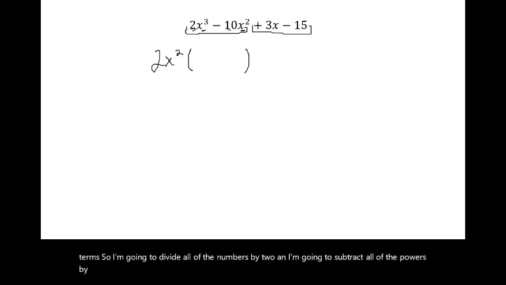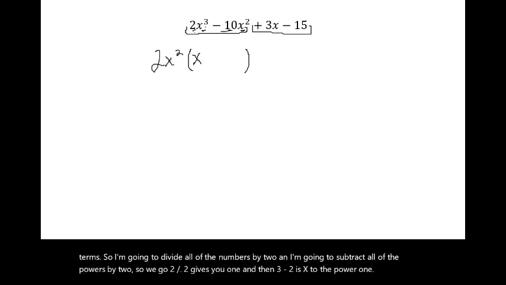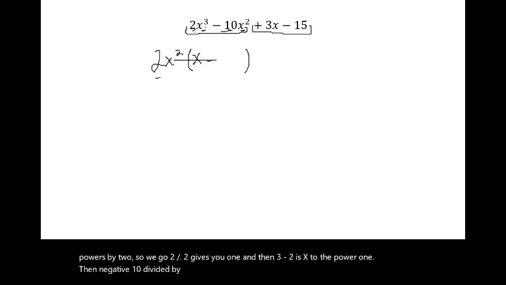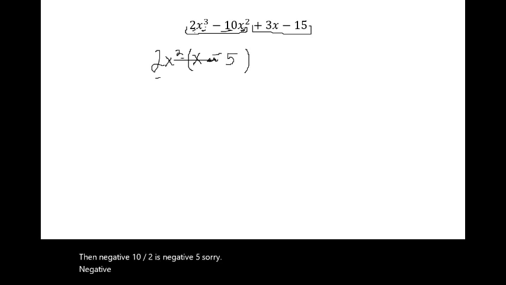So here we go. 2 divided by 2 gives you 1, and then 3 minus 2 is x to the power 1. Then negative 10 divided by 2 is negative 5. And then 2 minus 2 is x to the power 0, and x to the power 0 cancels out.